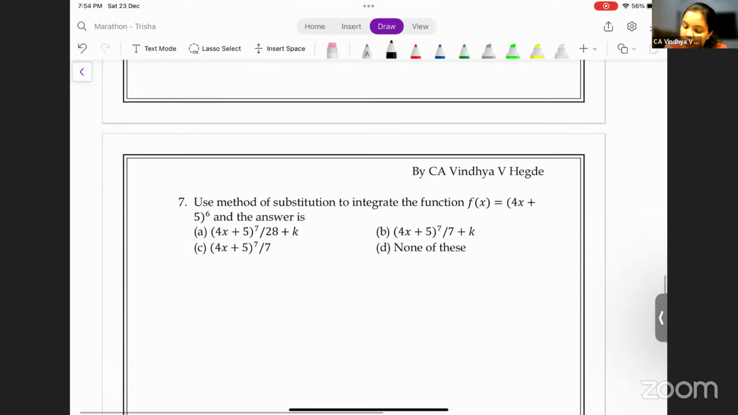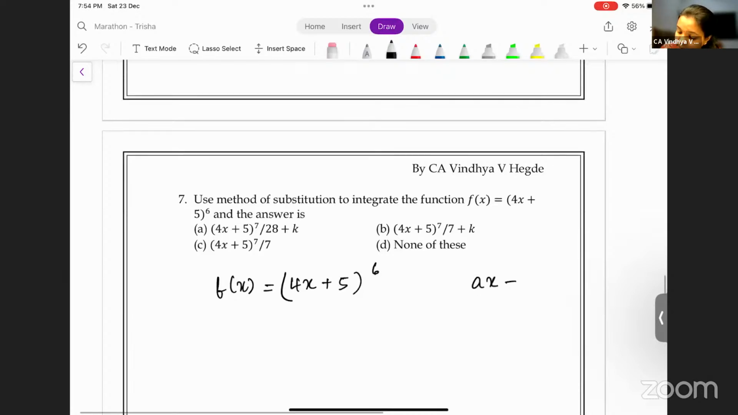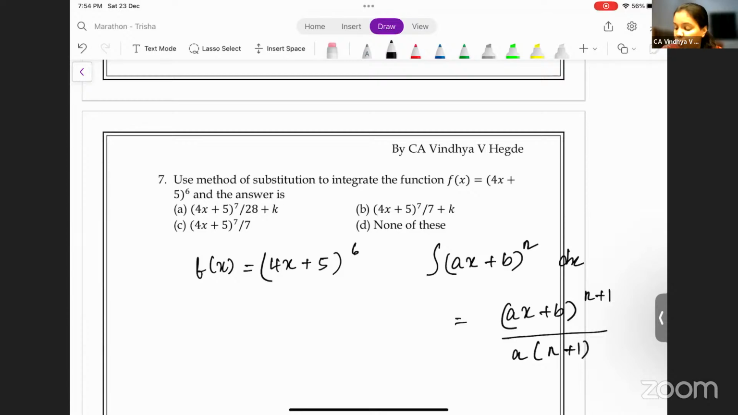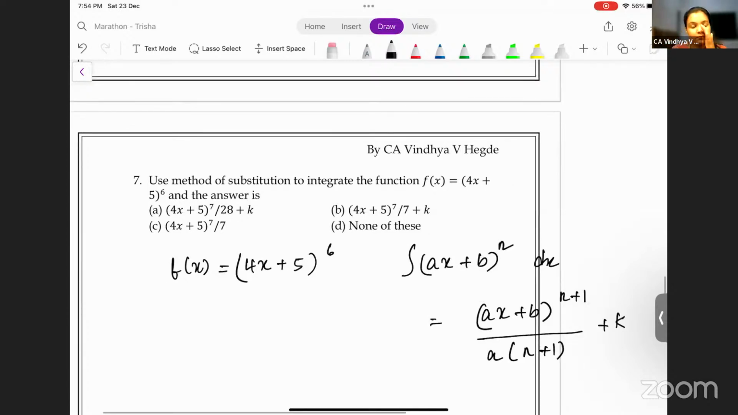Next one. Find the integration of 4x plus 5 whole to the power 6. Now, can I say this is in the form of ax plus b whole to the power n? So what is the integration of ax plus b whole to the power n dx? It is ax plus b whole to the power n plus 1 divided by a into n plus 1 plus k.